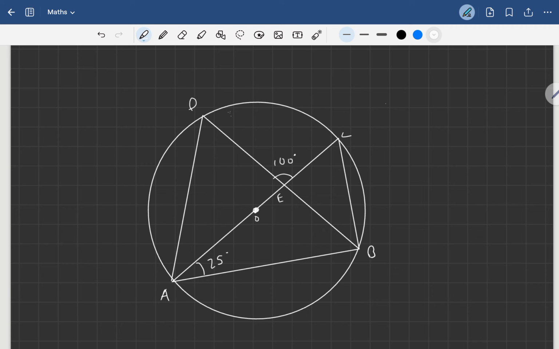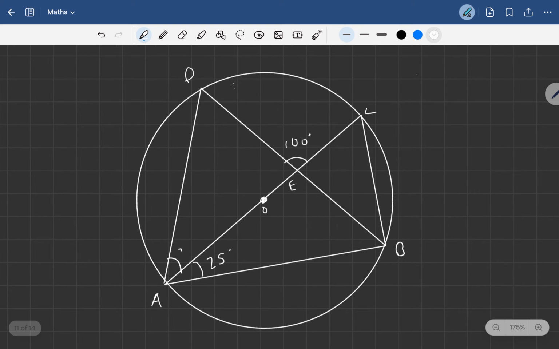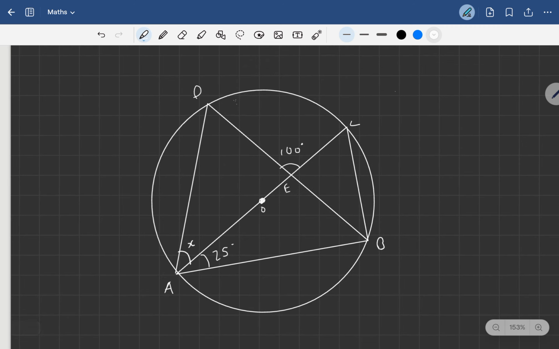So let's label that DAC. We have to work out the size of this angle right here. I'll just label that as X. DAC. Okay. Now, let's see what we can use to work out the value of X.